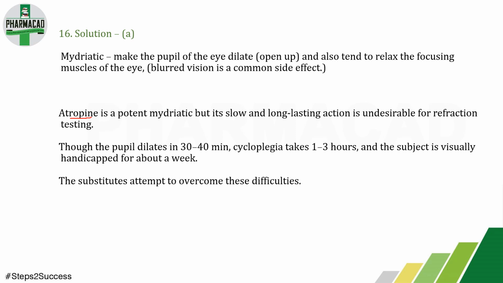Though the pupil dilates for 30 to 40 minutes, cycloplegia takes 1 to 3 hours and the subject is visually handicapped for about a week on using atropine. The substitutes attempt to overcome these difficulties. That is, the other drugs that we administer instead of atropine eliminate these problems. So the correct option, strongest acting, is option A, atropine.